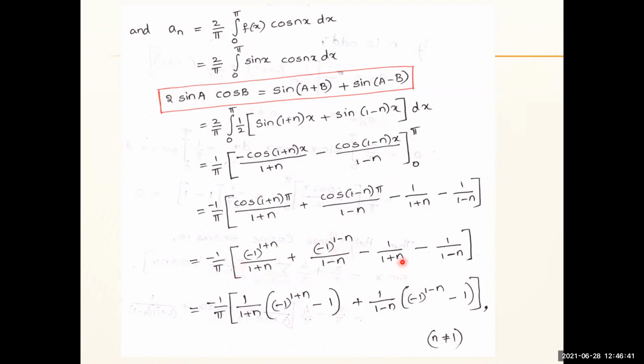Then I'm just trying to write these two terms together by taking 1 by 1 plus n common from them. So we'll get it as minus 1 to the power of 1 plus n minus 1. And here also it is minus 1 to the power of 1 minus n minus 1.